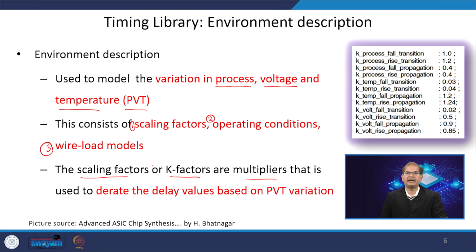So, what it does is that it will either increase or decrease. Derate means that you either increase or decrease the value based on different process, voltage and temperature conditions. Okay. So, here if you can see, the k process fall transition is 1. So, the k process rise transition is 1.2. So, whatever the value of rise transition will be there, that will be multiplied by 1.2. Similarly, for other parameters it was written here. Okay. So, it is a multiplier, and the actual value will be multiplied with this k value to find out the worst case condition inside that circuit.